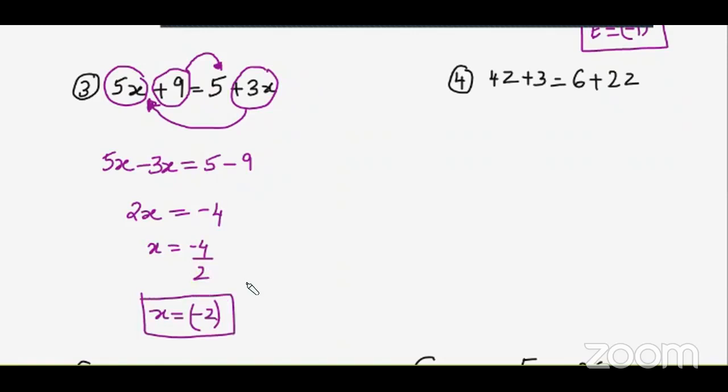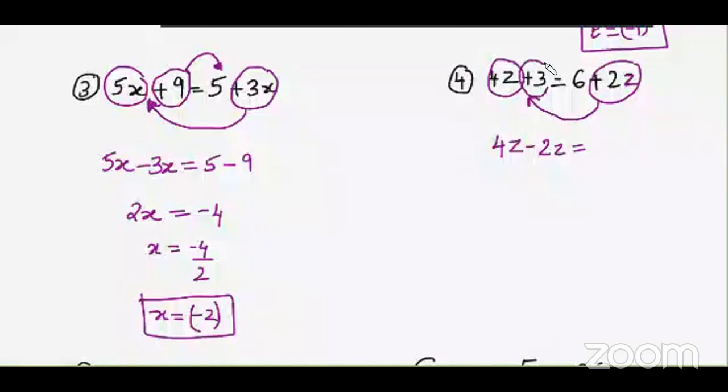Clear? Okay, this is a 2z. Please don't get confused. 4z and 2z. These are the two terms that I have. Which is the smaller one among the two? Yes, 2z. So shift the 2z to the other side. Right? So that will be 4z minus 2z equals to. I didn't mark the next part of the transposition. That is, the 3 should be shifted to the other side. So it's 6 minus 3. Right? So that will give me 2z is equal to 3.